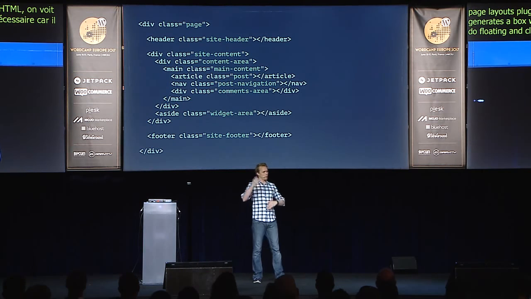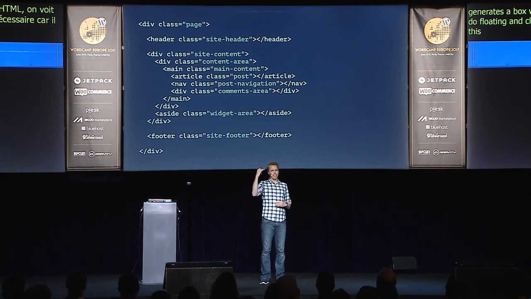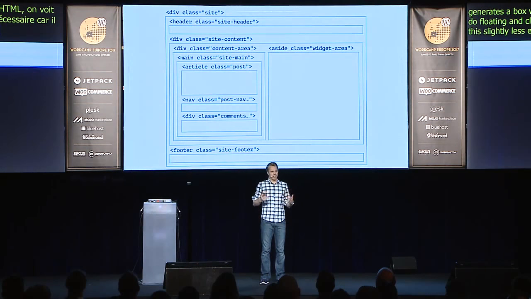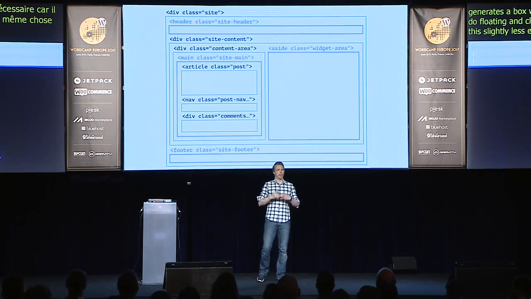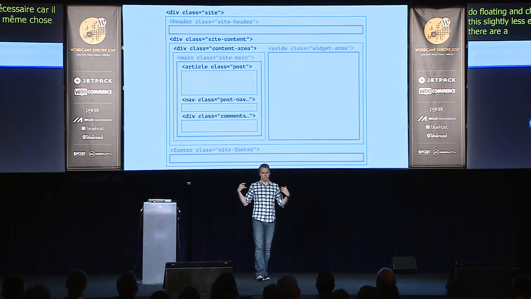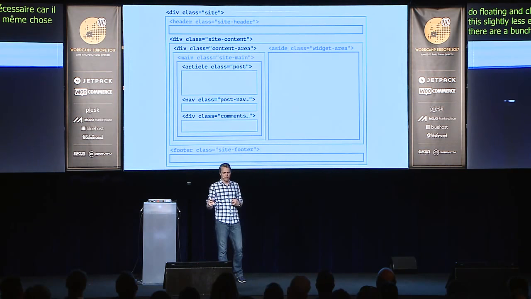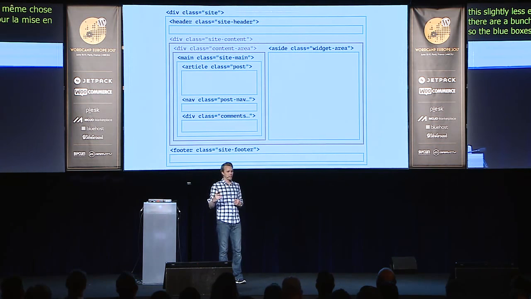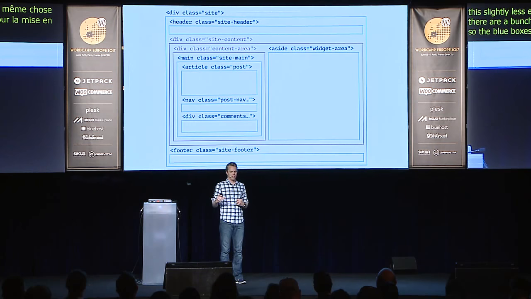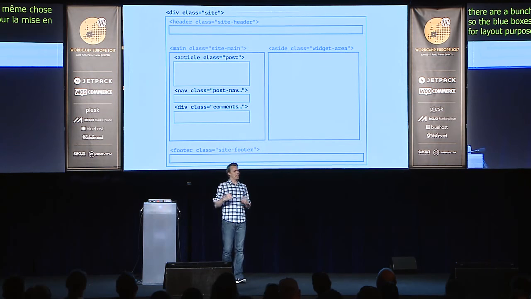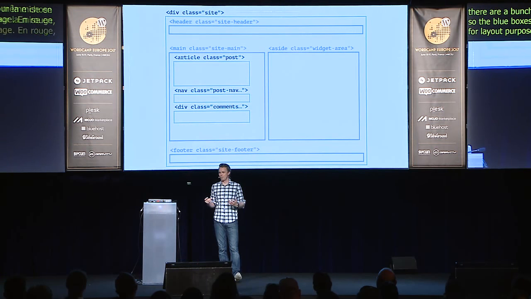When you look at the overall markup of Underscores, there's a bunch of elements within Underscores that are there solely for the purpose of layout. So the blue boxes here are the header, the main, the aside, and the footer. The red boxes are there for layout purposes. So what if we could take all that extra cruft away, have just the semantic markup and nothing else, and then solve the layout problems in CSS in a clean and simple way.